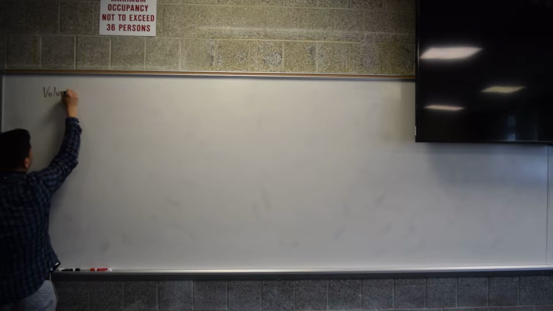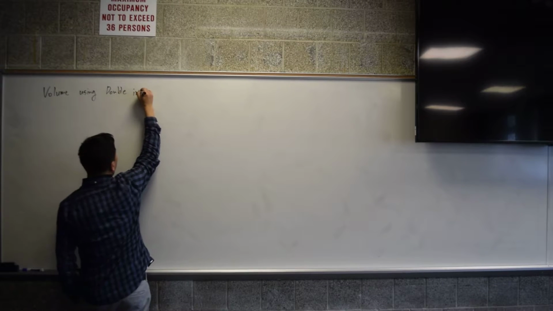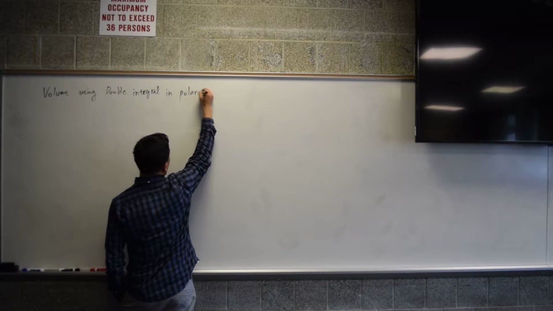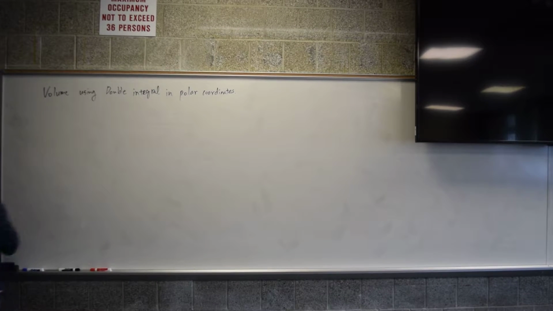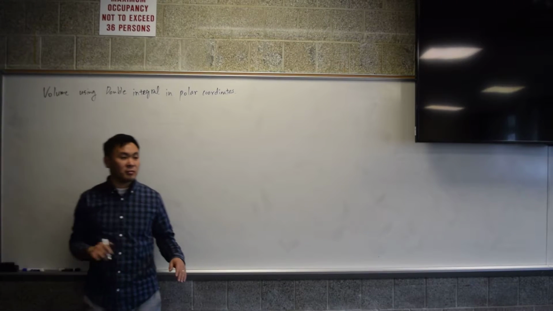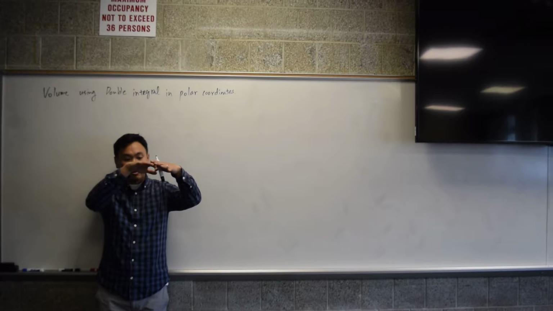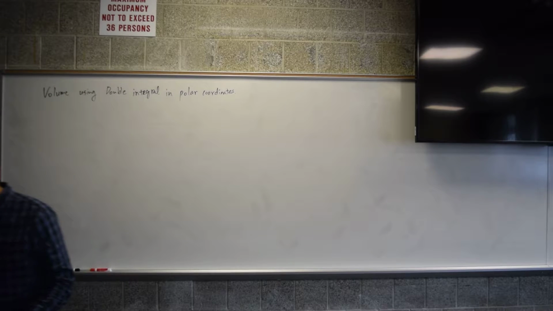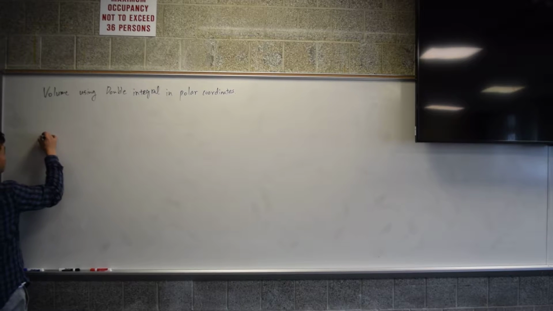Now for the volume, using double integral in polar coordinates. We already figured out that if you do a double integral of a function over the domain, it captures the volume under the surface over this domain, right? I want to use this fact to calculate the area of a sphere.